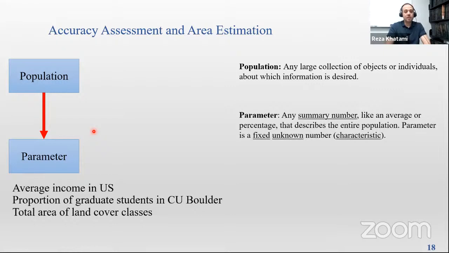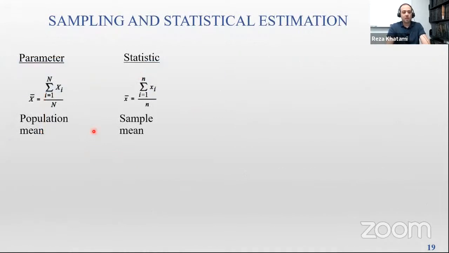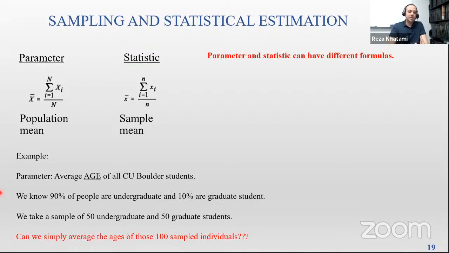If we don't have the response variable for the whole population, which is the case in most cases, we need to take a sample, calculate a statistic, which estimates the parameter. But what can be confusing is that the equation for the parameter and the statistic could be very different. For example, let's say we want to know the average age of all the CU Boulder students. So the parameter is the simple average of the age of all the students in CU Boulder.